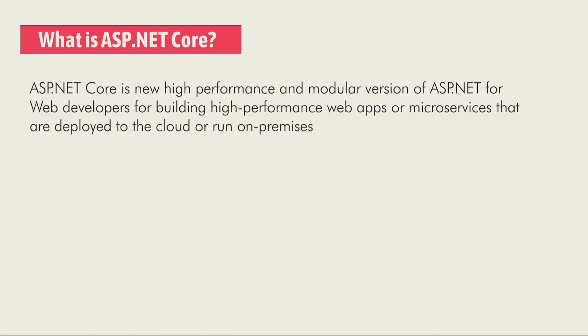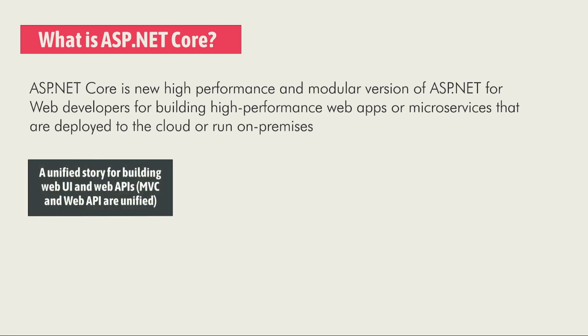ASP.NET Core is the high-performance and modular version of the older ASP.NET, for web developers building high-performance web apps on microservices. Remember that microservices was one of the reasons to choose .NET Core, that are deployed to the cloud or on premises. So, ASP.NET Core has a unified story for building Web UI and Web APIs. Before ASP.NET Core, ASP.NET MVC and Web API were totally separated. Not totally, but they were separated. With ASP.NET Core, they are unified.